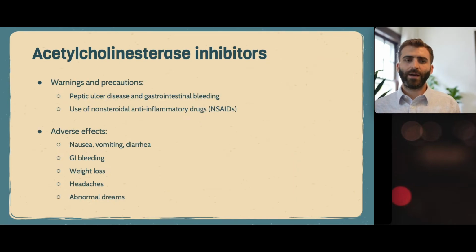Some warnings here are peptic ulcer disease and GI bleeds, so you want to worry about other things that can increase the risk for GI bleeds, like NSAIDs. Some of the side effects can be seen here, including diarrhea, which can be quite severe, and weight loss, which can be quite severe, so it can cause anorexia. Not anorexia nervosa, the eating disorder, but a sudden severe weight loss.